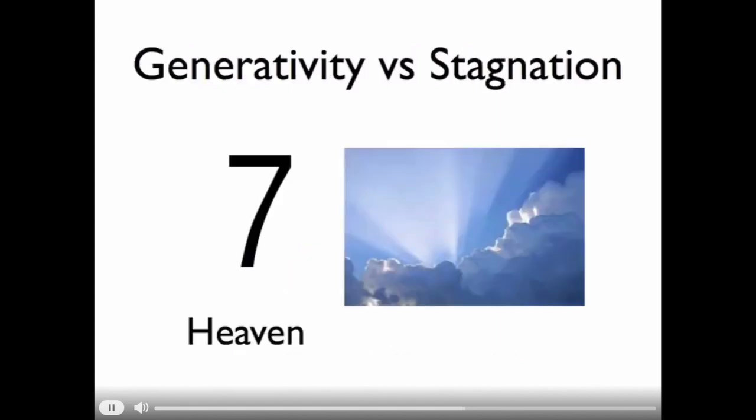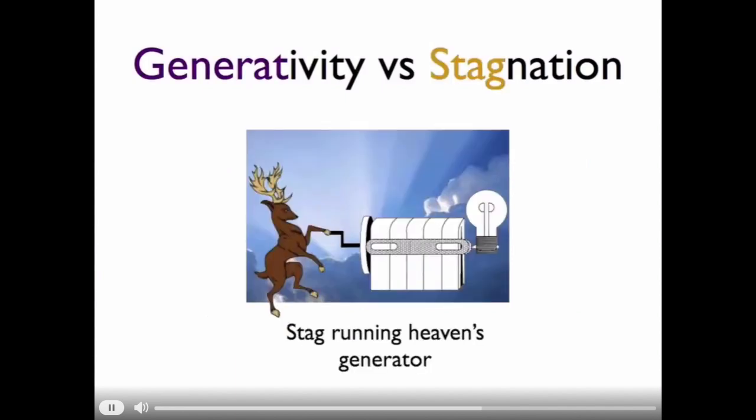Number 7 is generativity versus stagnation. Well, 7 is heaven. So generativity, that has the word generate in it. So let's picture a generator versus stagnation. Well, let's put a stag there. Stag turning the generator. So now when we think 7 is heaven, we picture some stag running a generator in heaven.